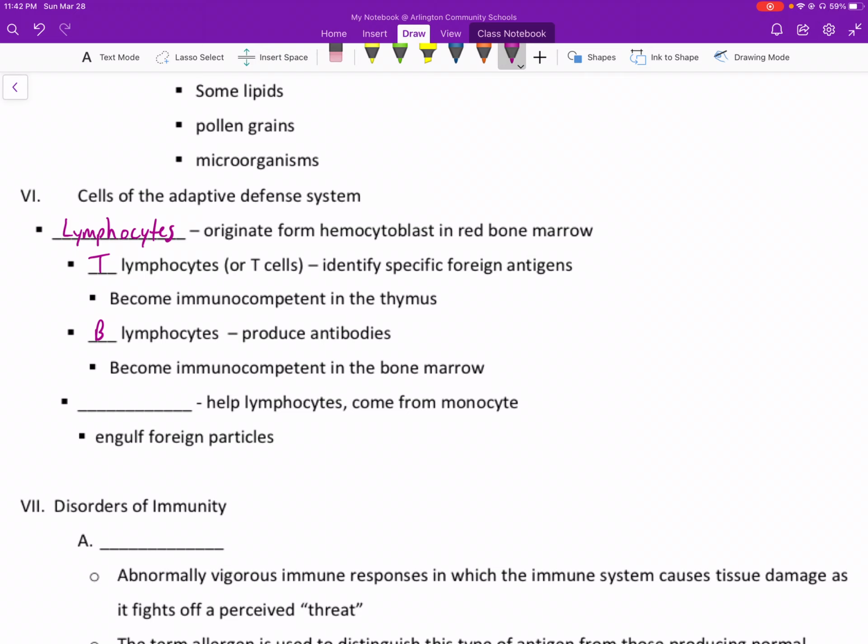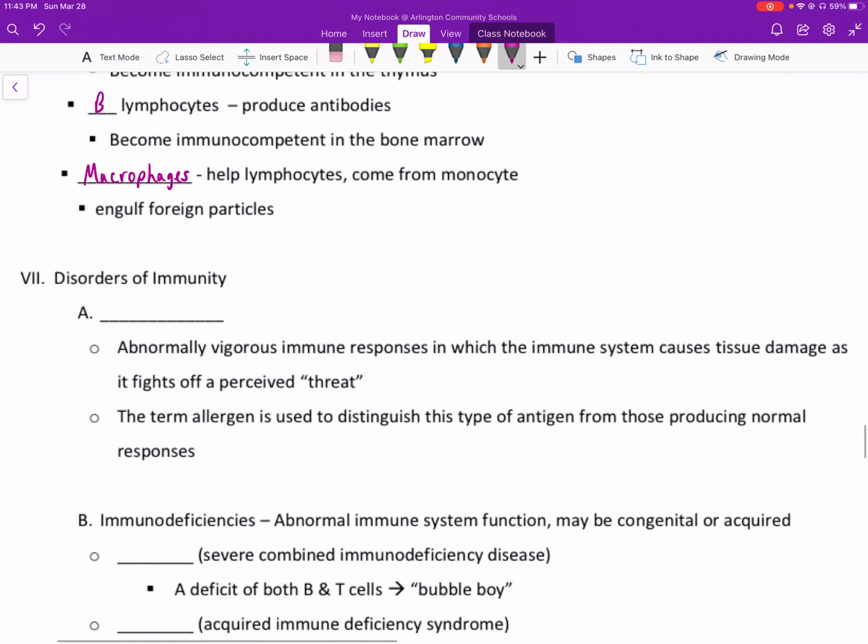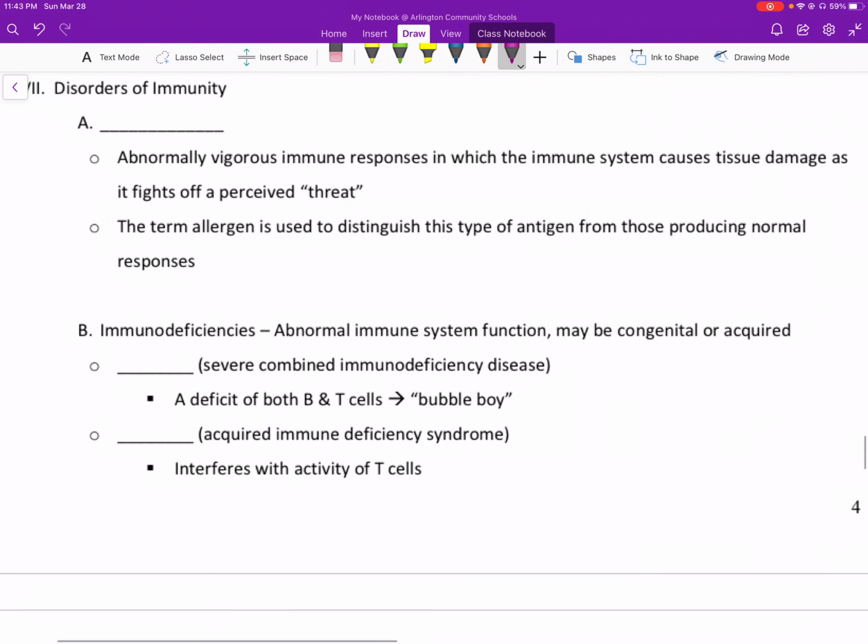And then we have the macrophages, which help lymphocytes, come from a monocyte, and engulf foreign particles. I call them the eaters of the immune system, because they basically eat anything and destroy it. So we have disorders of immunity.